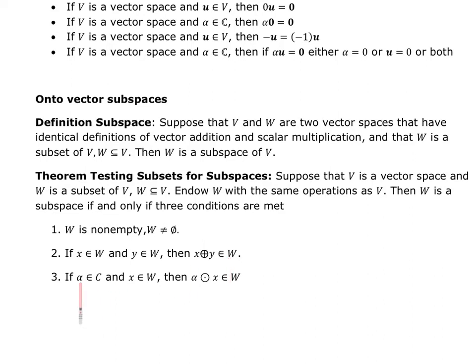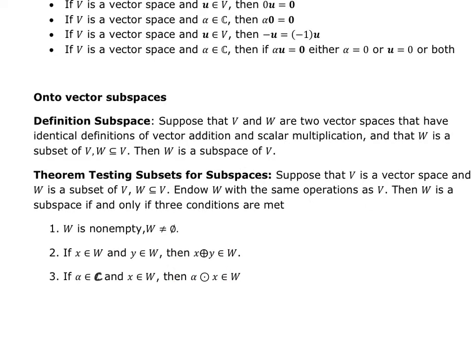And then, of course, scalar multiplication. The scalar is from the complex numbers, and X is an element of W. How I define scalar multiplication within my bigger vector space V must also hold true and be closed in my subset W. If that's true, then W is a subspace.